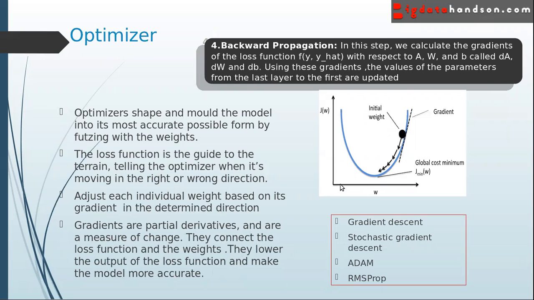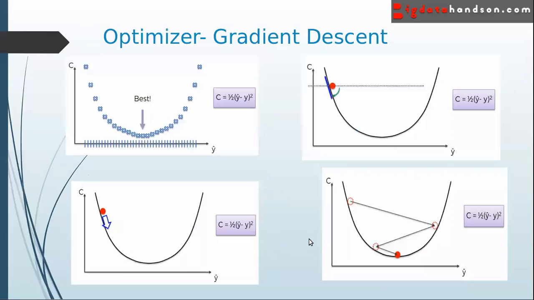So among the optimizers, we have four: gradient descent, stochastic gradient descent, Adam, and RMSprop. We have given Adam, so I will tell you why I'm giving Adam.